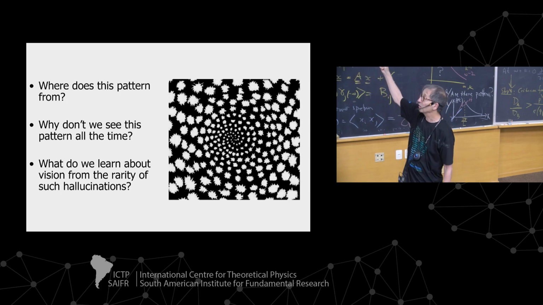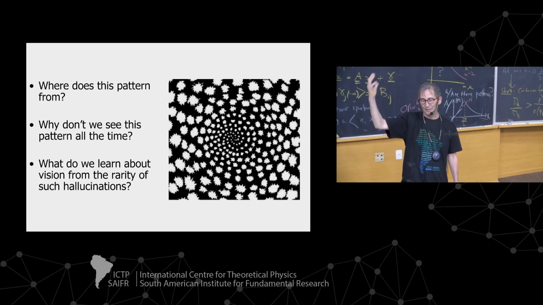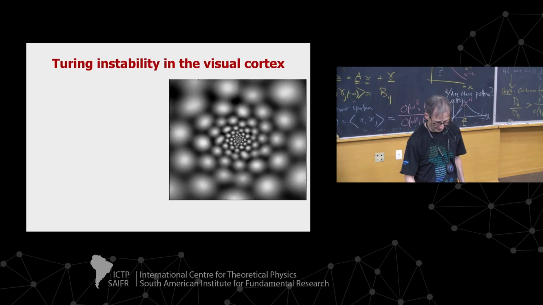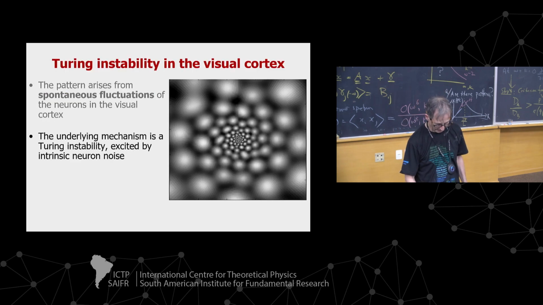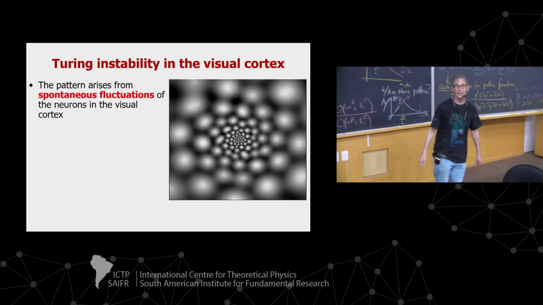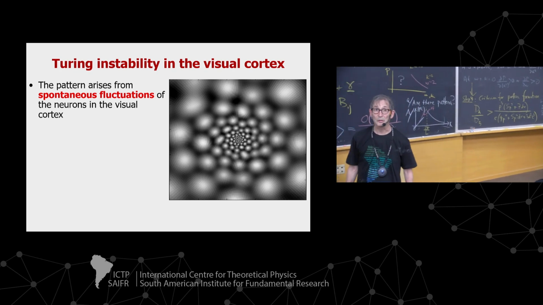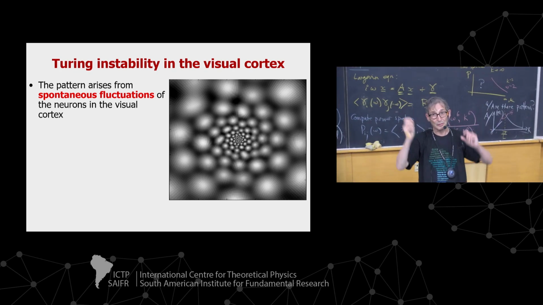So this is a hallucination pattern. And the question you should be asking is, if we can see a hallucination when you take LSD or get hit on the head, why don't we see it all the time? And so what's happening here is this. This pattern arises from the spontaneous fluctuations of the neurons in the visual cortex. You've got neurons in your visual cortex, and they will fluctuate, and when they fluctuate, they will produce this pattern. Now, how do we know that?